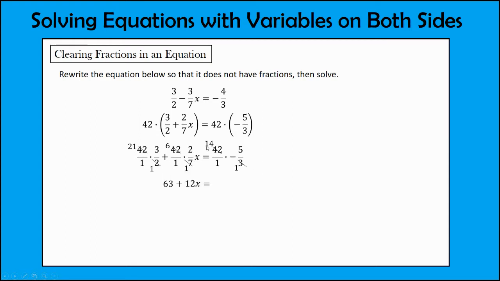3 goes into 42 14 times. 3 goes into 3 once. 14 times -5. Don't miss that negative sign. Is oh shoot, I did miss it. It's -70. Okay. Now we're ready to solve this thing.